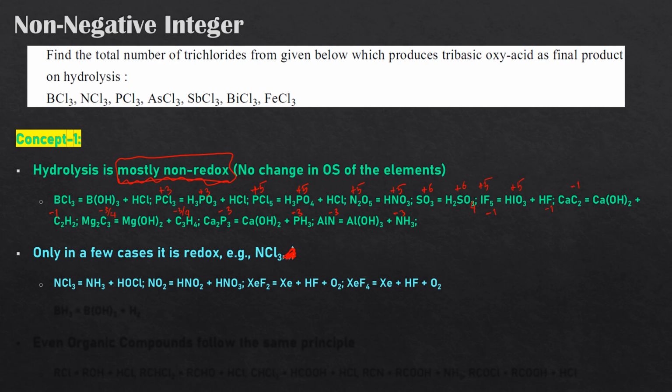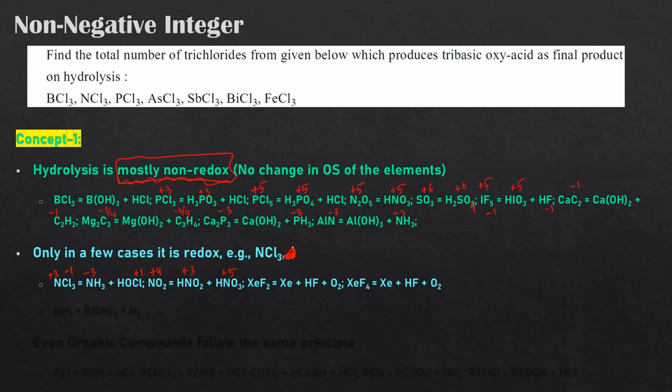In NCl3, nitrogen was having +3 oxidation state, and chlorine was having -1 oxidation state each. When this hydrolysis is happening, nitrogen is getting -3 oxidation state and chlorine is becoming +1. This was a redox change where the oxidation numbers of nitrogen and chlorine are getting mutually interchanged. In NO2, nitrogen was in +4 oxidation state, and we know that nitrogen's +4 oxidation state is not very stable. So when we do hydrolysis, this undergoes disproportionation into +3 and +5 oxidation states.